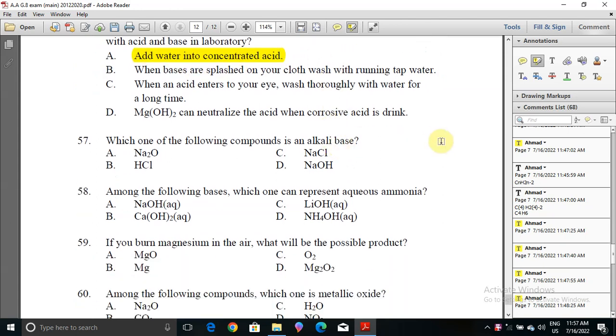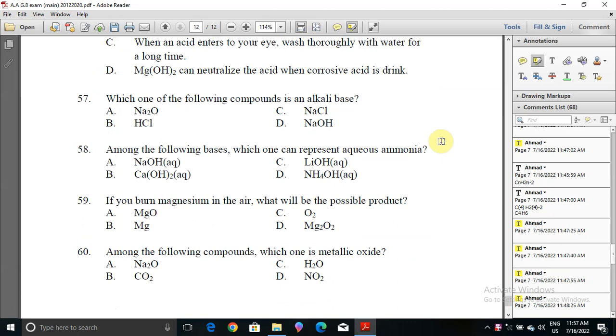Now question number 57. Which one of the following compounds is an alkali base? Alkali base means sodium hydroxide. Sodium hydroxide is an example of alkali base. Okay, now question number 58. Among the following bases, which one can represent aqueous ammonia? It will be NH4OH aqueous solution.